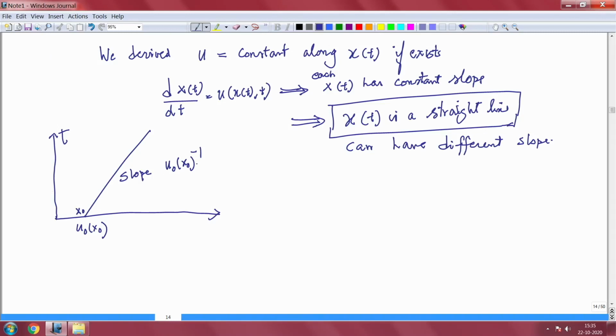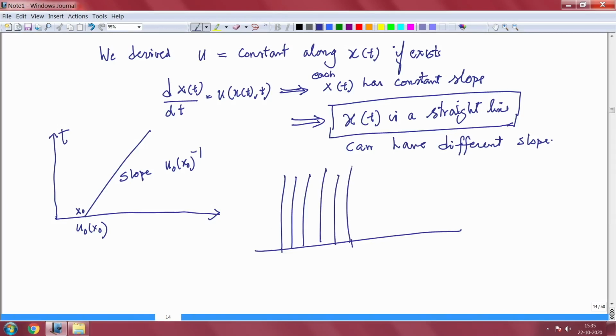You are viewing in the t direction, so the slope is u naught of x naught inverse. The problem is that for different points, if I take a point x1 here, you can have different slopes. So you can have a situation like this, with slopes like this, which I already indicated. And there is a region here where there are no slopes. Such regions are called rarefaction regions.